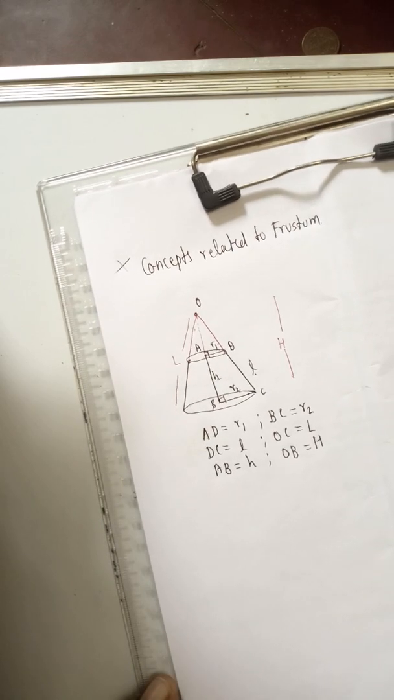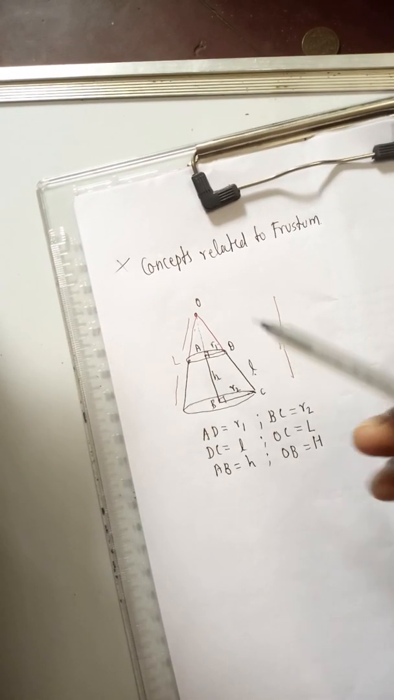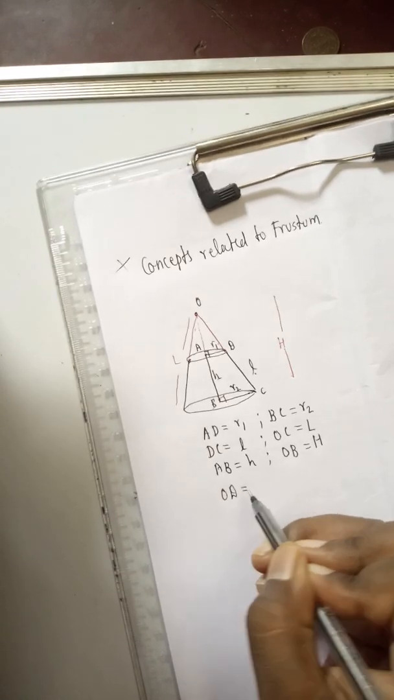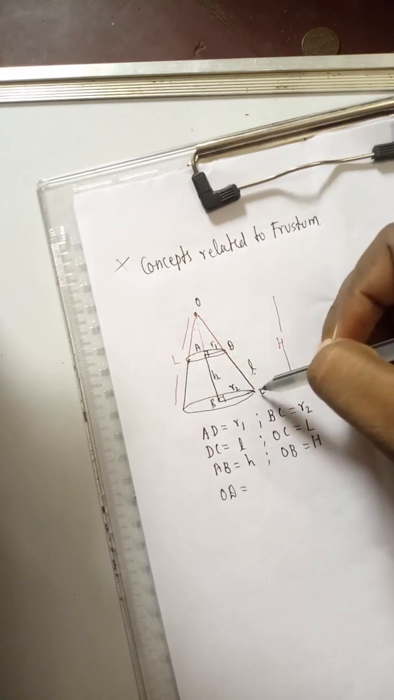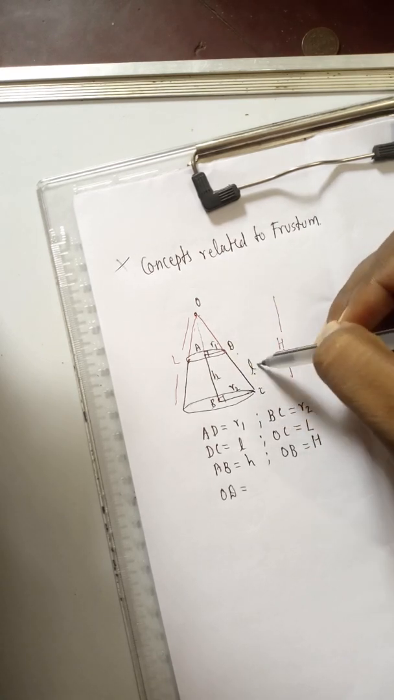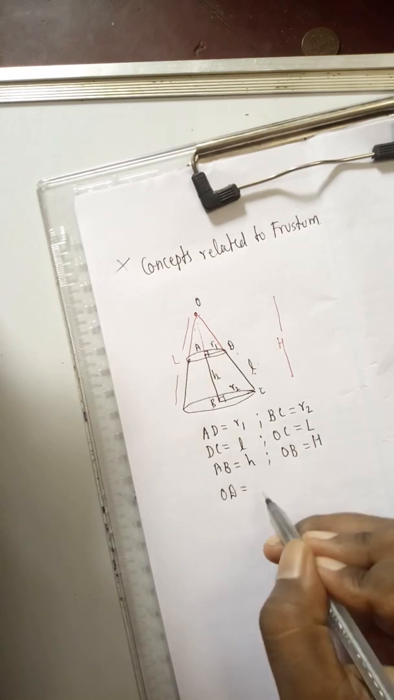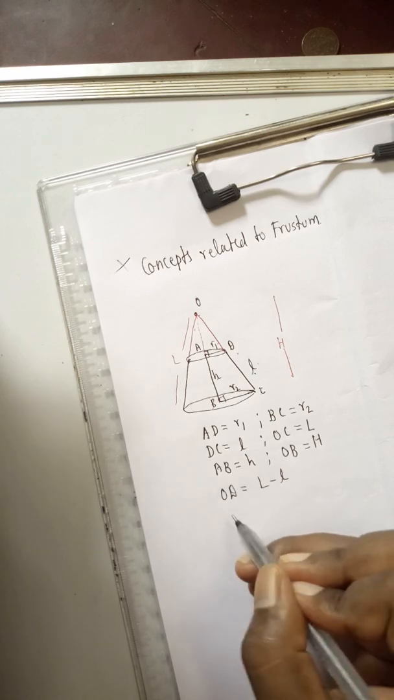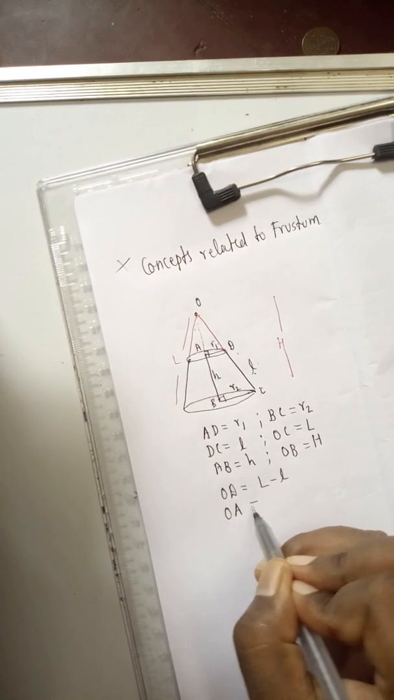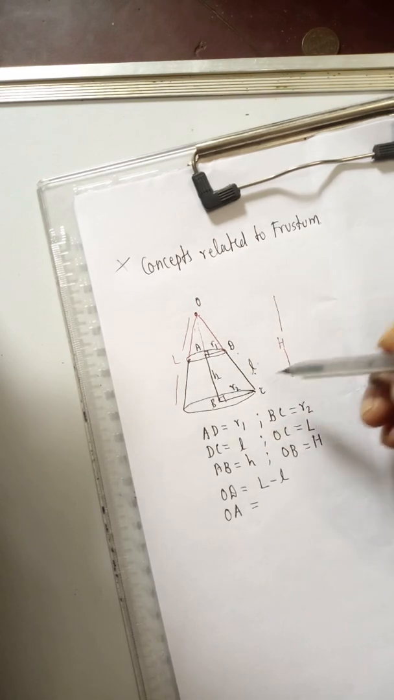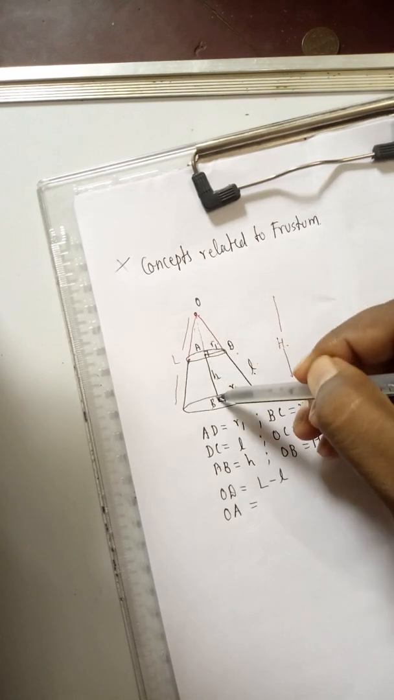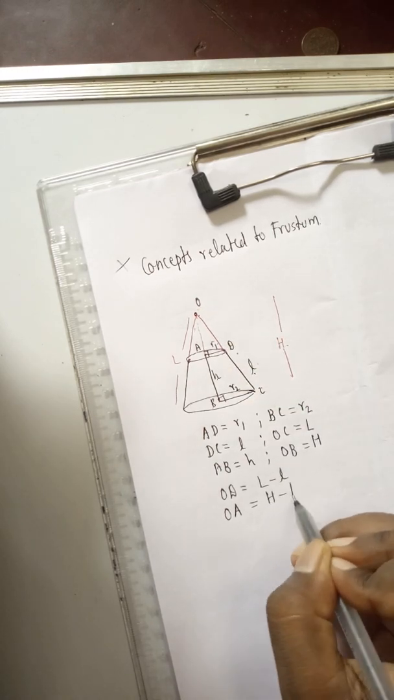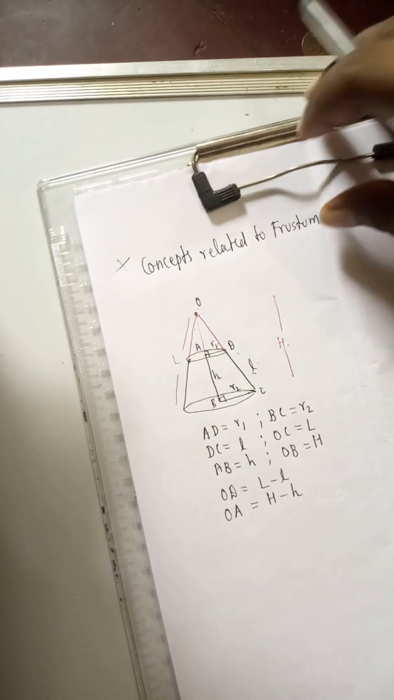So to make you understand, before I start the actual derivation, OD's value will be what? So OD will become, I repeat, this total O to C is capital L, and D to C is small l. So OD is nothing but capital L minus small l. I hope this is clear. And when I talk about OA, O to B is capital H, right? A to B is small h, therefore OA value is capital H minus small h. I hope this is clear, right?